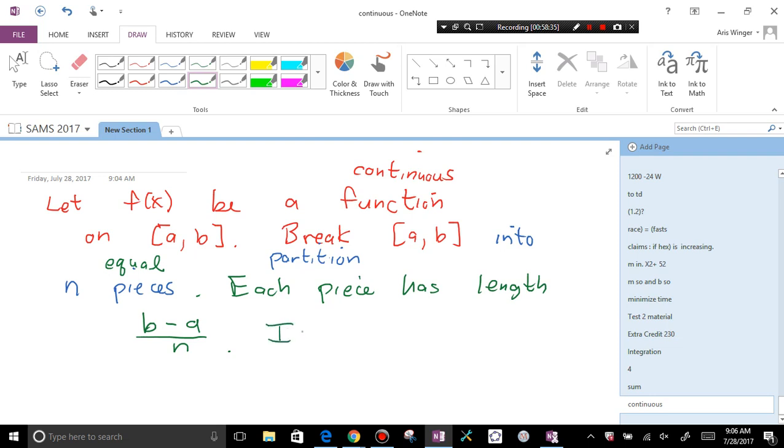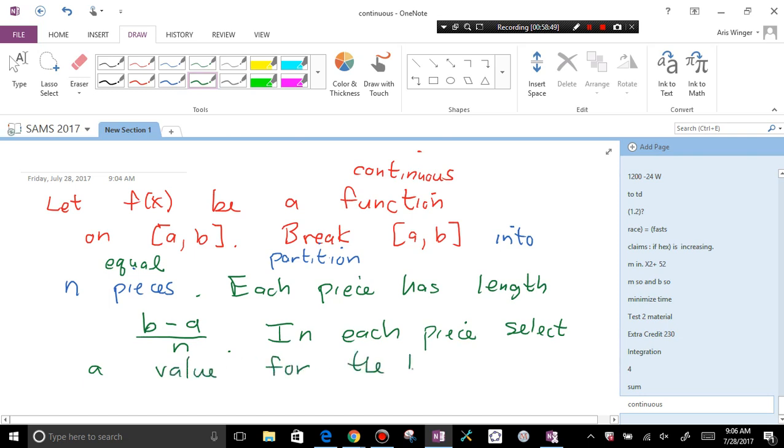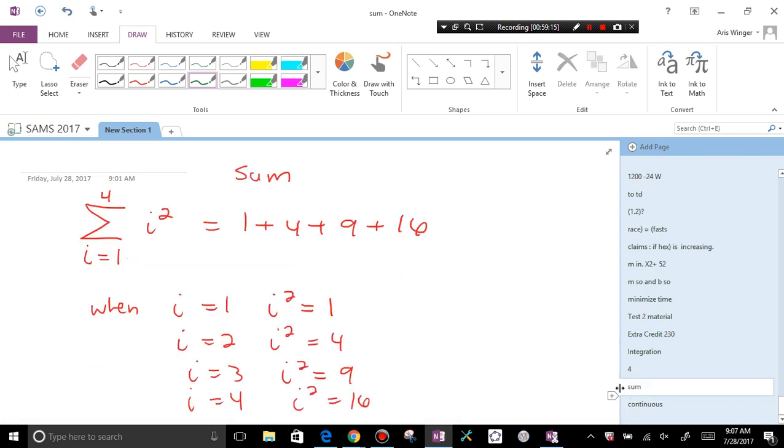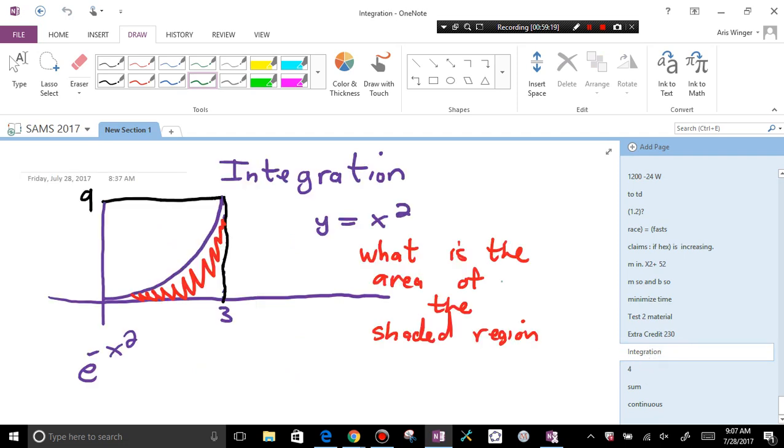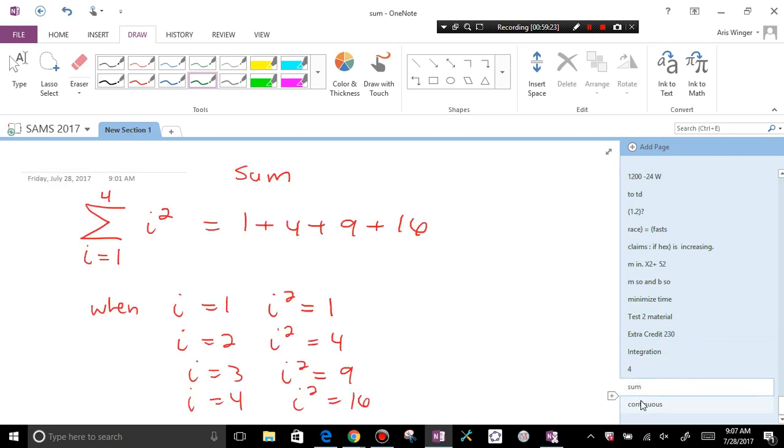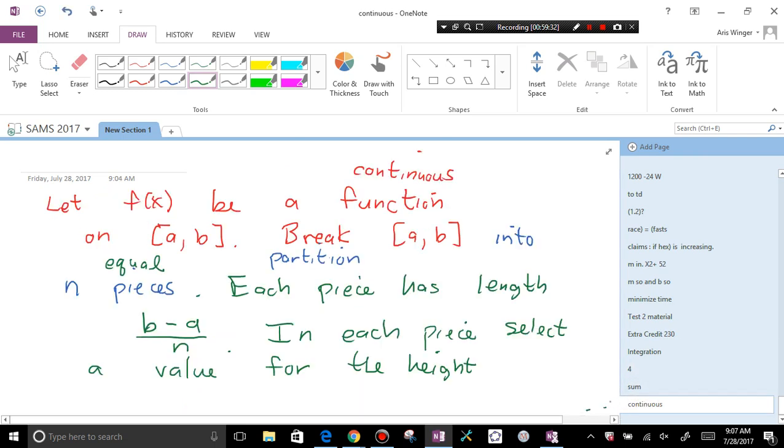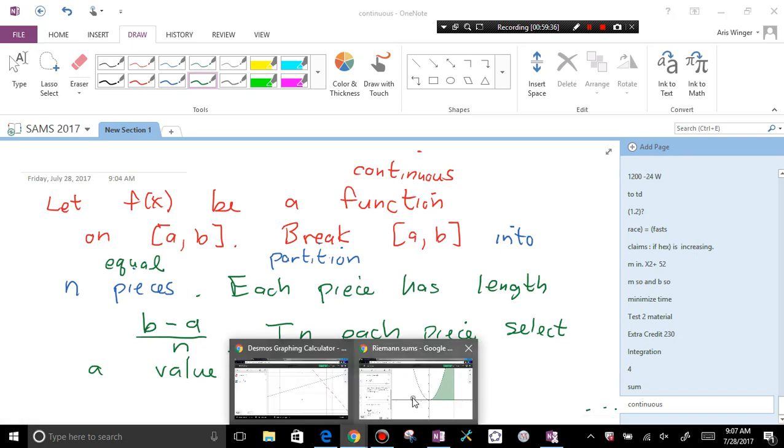So in each piece, select a value for the height. We need to call that something. Let's call it, no, it changes, so let's go back. Oh, for the left and right. Yeah, so in each subinterval, where is it? In each one of these pieces, was it here? Well, we can redo it. So in each one of these pieces, we can just look at the picture.